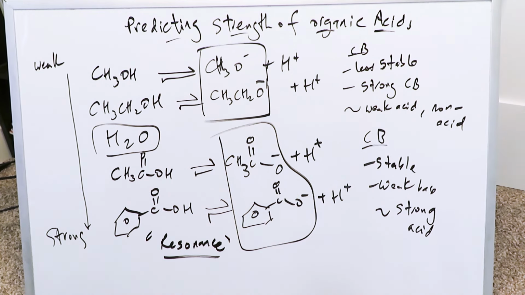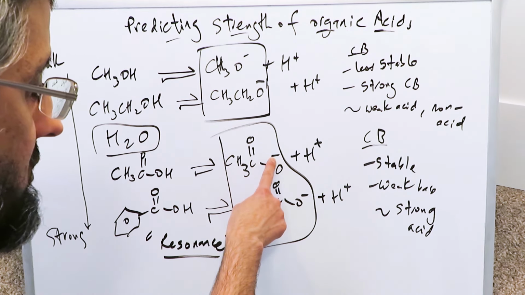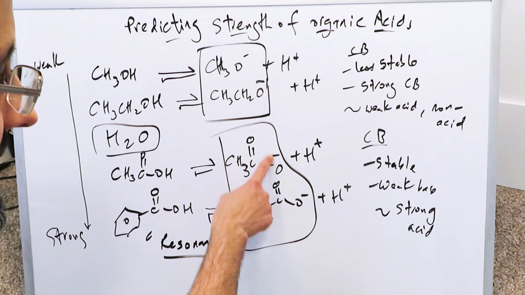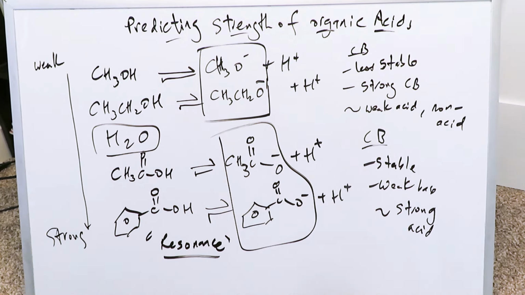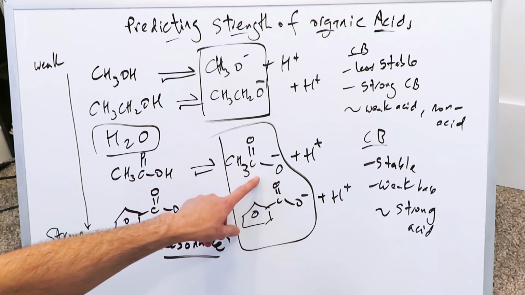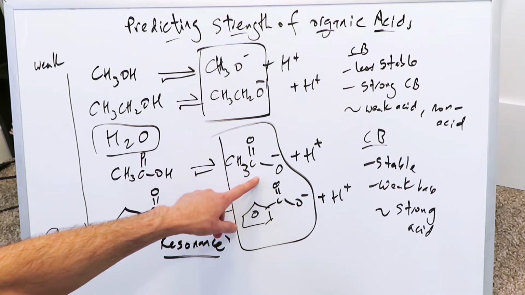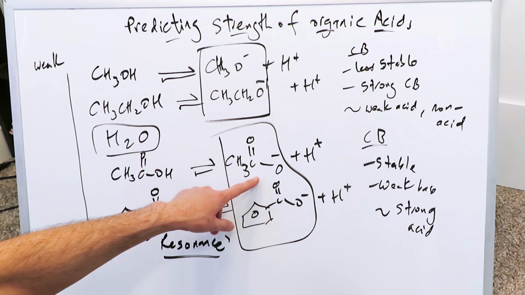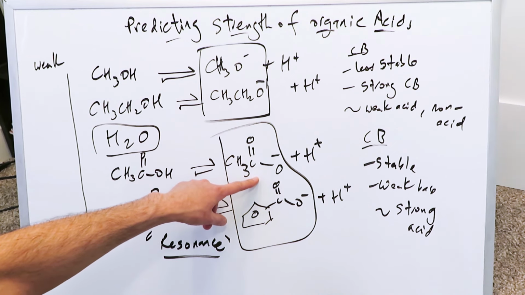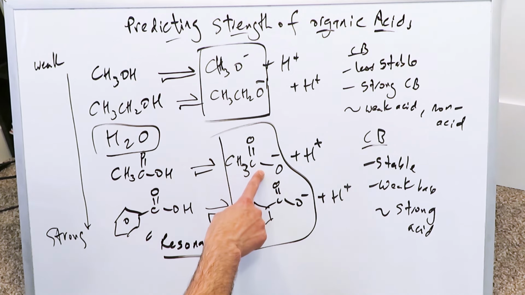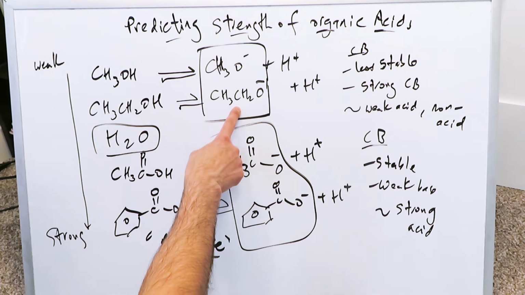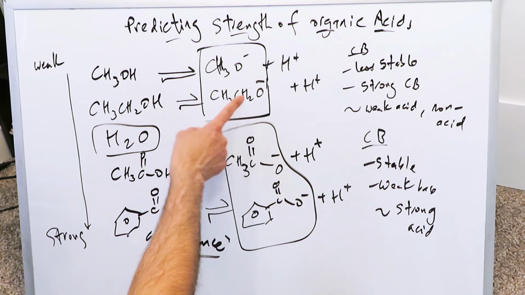Resonance stabilization is the ability of a compound to spread that negative charge or even a positive charge. Here we're looking at negatives only, to spread the charge over the compound. As you spread that charge over the compound, you increase the stability of that species, that anion or even a cation. By resonance stabilization, or the resonance effect, you're increasing the stability of the ionic species that has developed. Here you don't have resonance, so these are less stable and they want to go back.